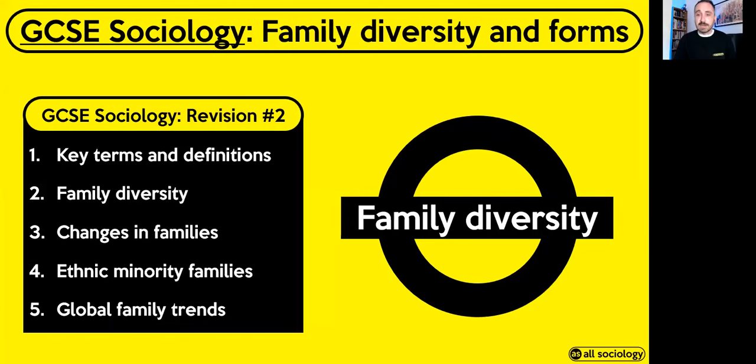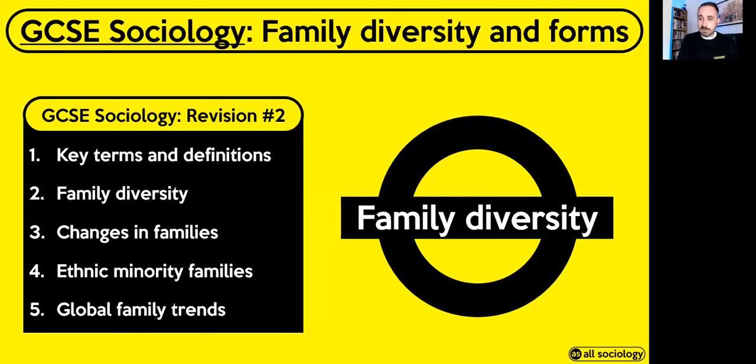So this is what we're going to be doing today, family diversity and family forms. We're going to have a look at some of the key terms and definitions that you're going to come across in the family module of Sociology GCSE. We'll start looking at different family types and family diversity, start to give you a bit of an introduction to some of the changes that have happened in the sociology of families over the last 50, 60, 70 years. And we're going to finish off by just looking at what we might consider to be ethnic minority family forms and global family trends as well.